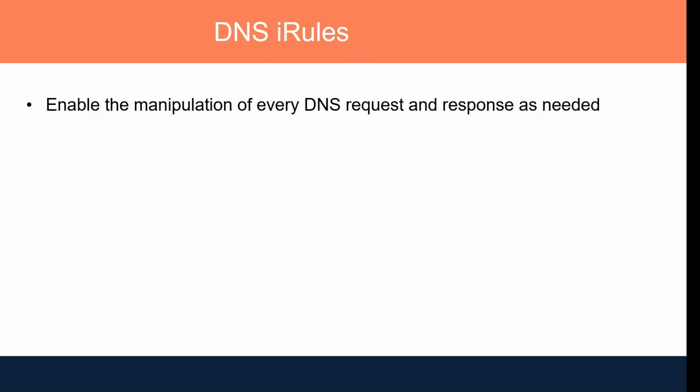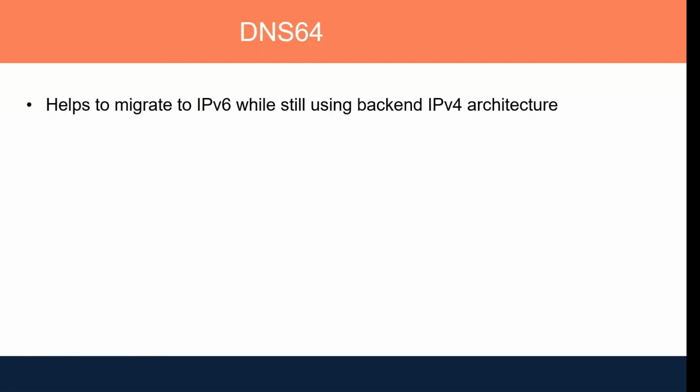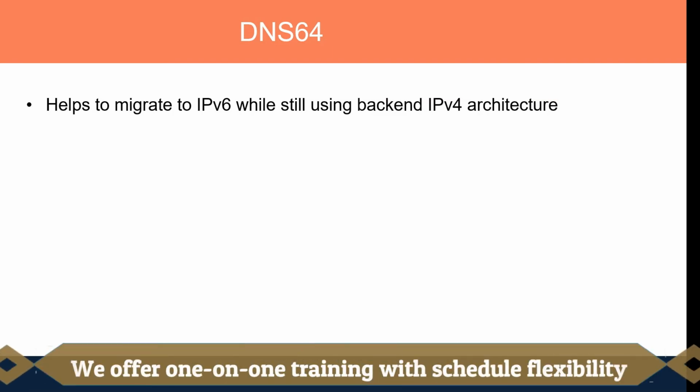So for DNS 64, how to create the iRule? Is there any reference to show here? Yeah, basically you can take the F5 reference as well. I would share it in the next class. So I would share the reference for the iRule.